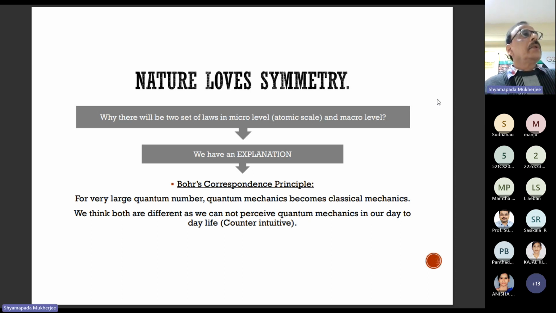N is equal to 1, 2, 3, 4, 5, 6. While in classical mechanics, in our day-to-day life, we are dealing with particles or molecules in very large numbers, N equal to 5 billion, 10 billion. So we are not feeling quantum mechanics, but we feel only classical mechanics.